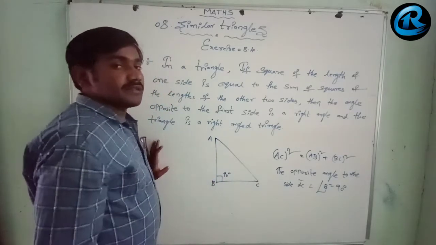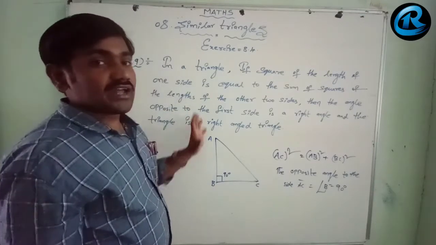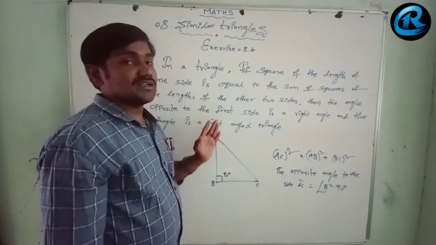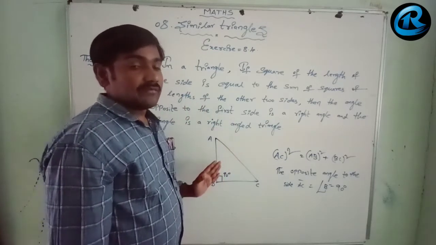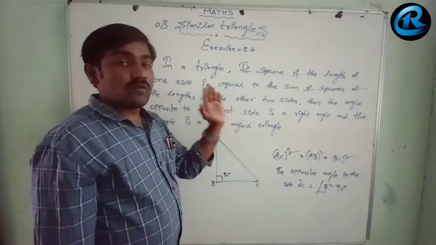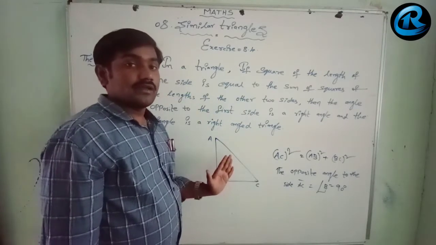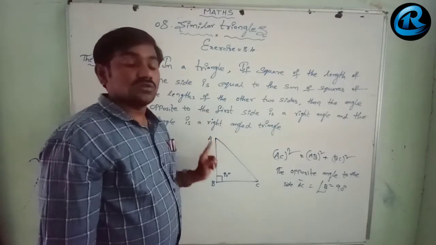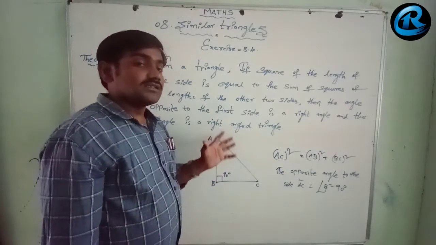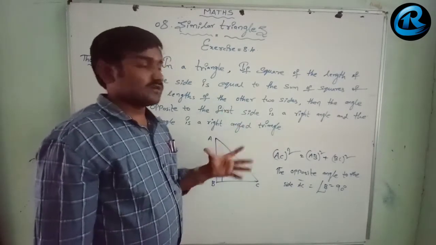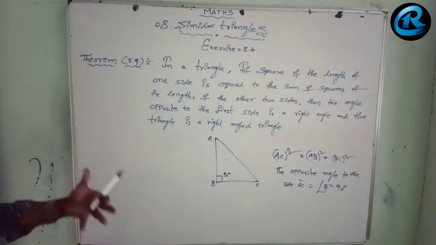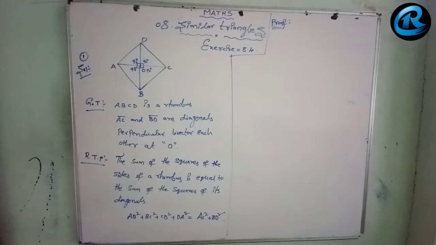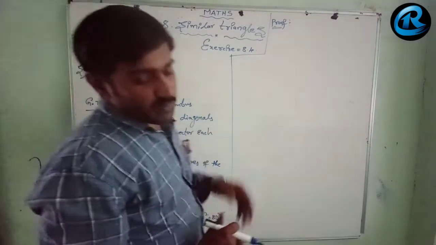Very simple. In a triangle, if the square of the length of one side is equal to the sum of the squares of the other two sides, then the angle opposite to the first side is a right angle, and the triangle is known as a right angle triangle. So this is based on the Pythagoras theorem only. This theorem will be addressed. Now we can go for question number 1. This is the first question of exercise 8.4.